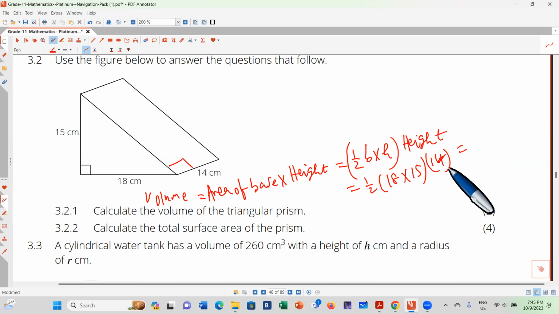And what is the answer? You're going to just do this one. If you use a calculator, it is 1890 cubic centimeters, because there are 3 dimensions. We're multiplying the 18, and each one is in centimeters.